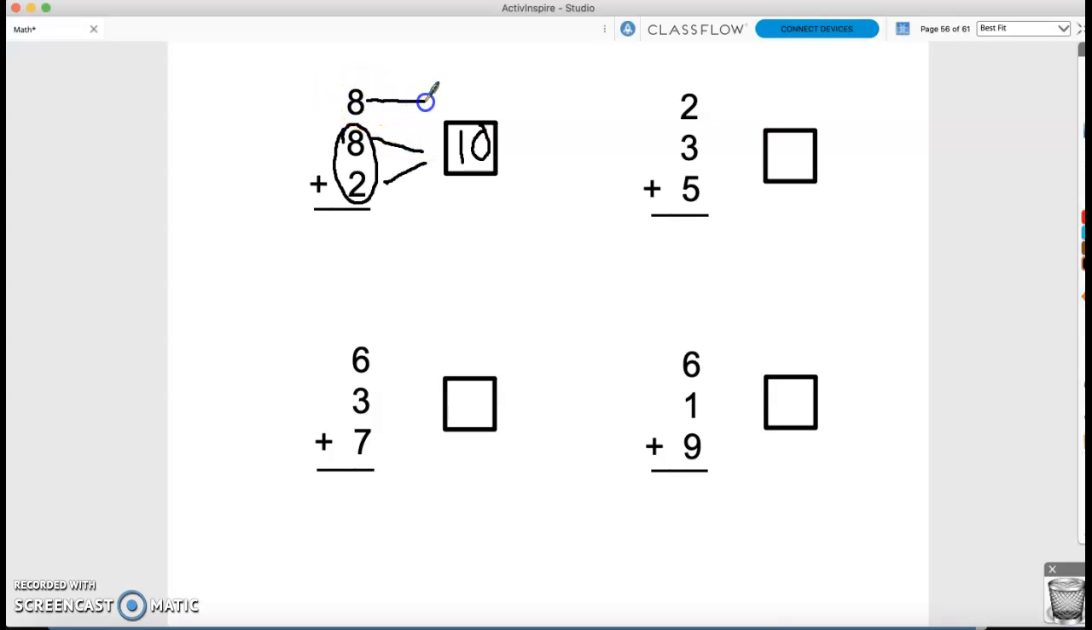But I still have to add this. So I have 8 plus 10. 8 plus 10 is 18.